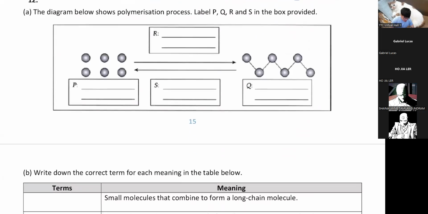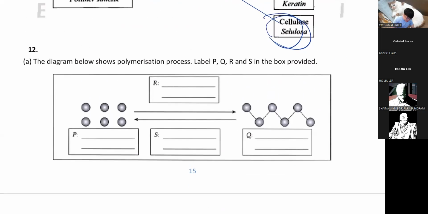All right, so really simple here. What's the process called? This is your monomer. This is your polymer. To change monomer to polymer is polymerization. We polymerize this thing, polymerization, and then the reverse is called depolymerization. So easy.